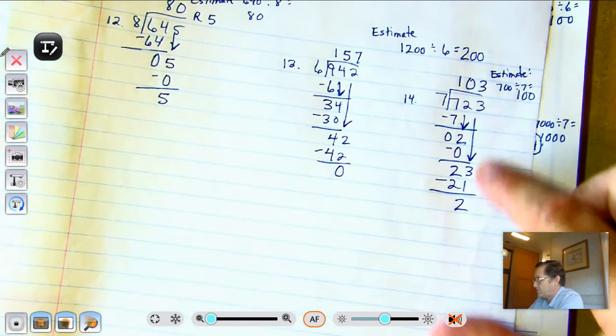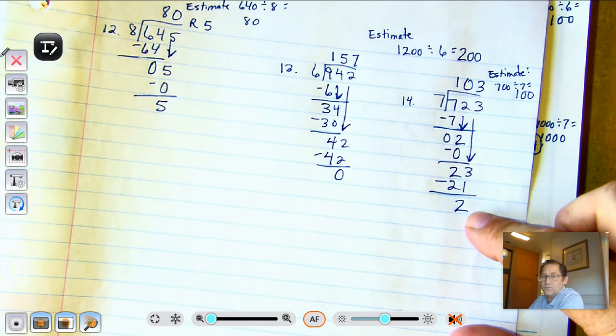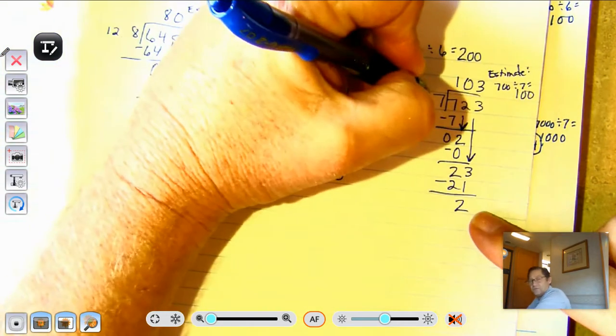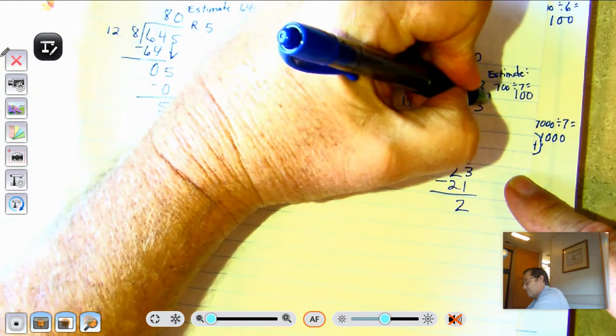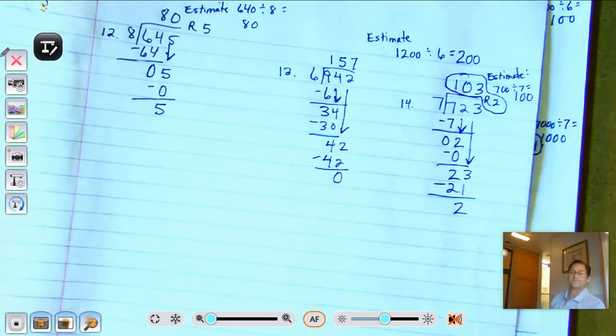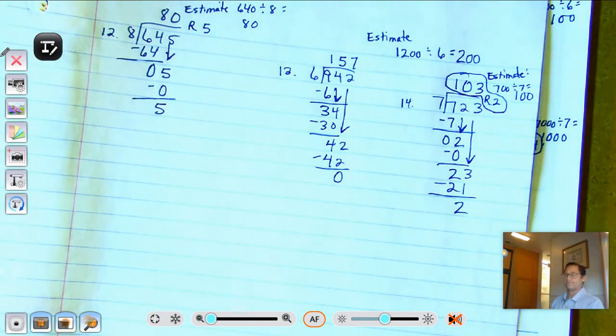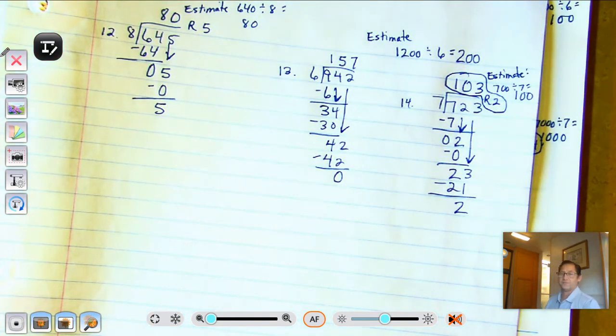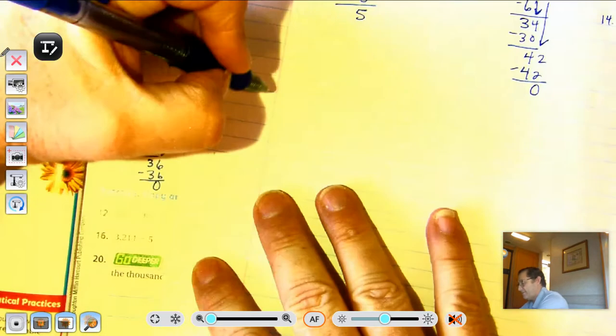There are no other numbers to bring down, so 2 ones can't be shared with 7, so it's 103, remainder 2. And 103 is close to my estimate, so my answer is reasonable. 15.